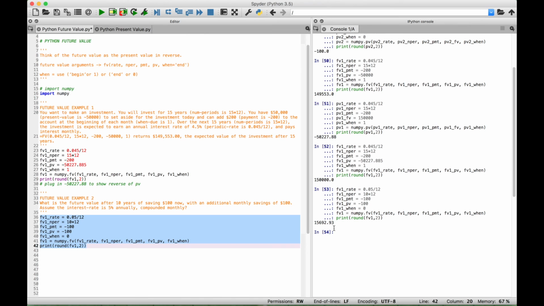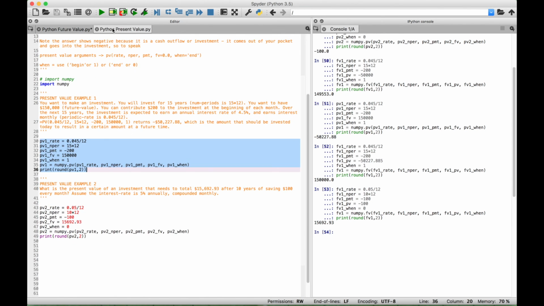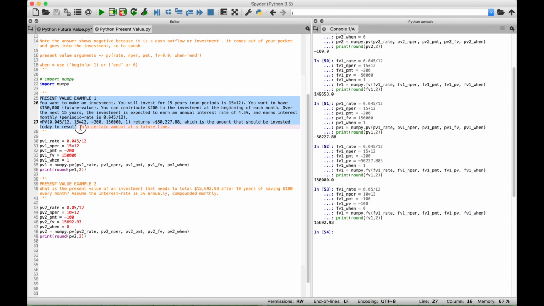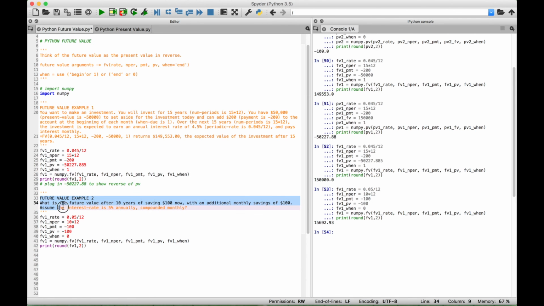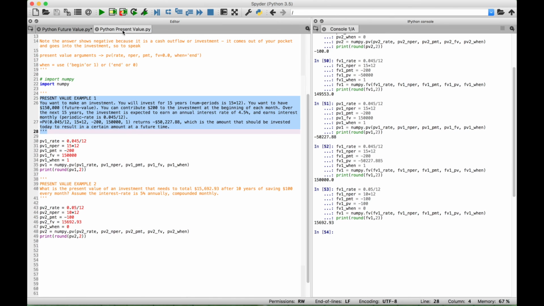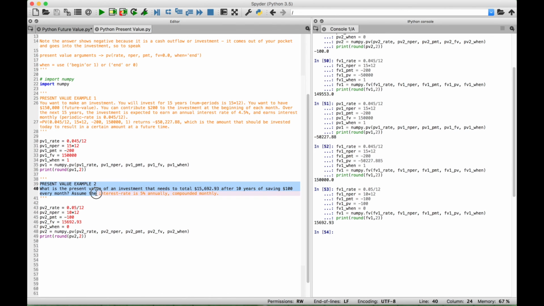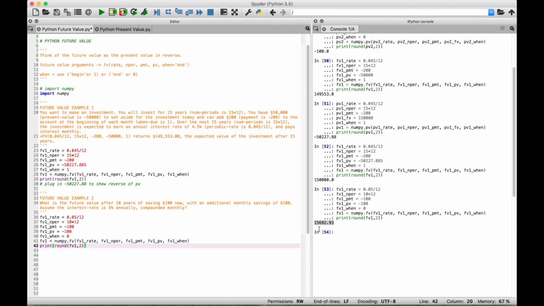And you can see we get an answer of $15,692.93. Now again, just like our examples here and here are very similar, and you can think of them as the reverse of the other, this example here is the reverse of our second present value example here. Okay? So this $15,692 is the expected value of the investment at the end of the investment.